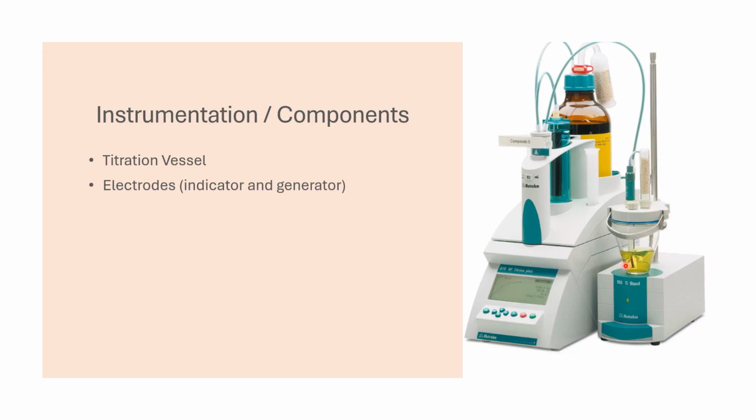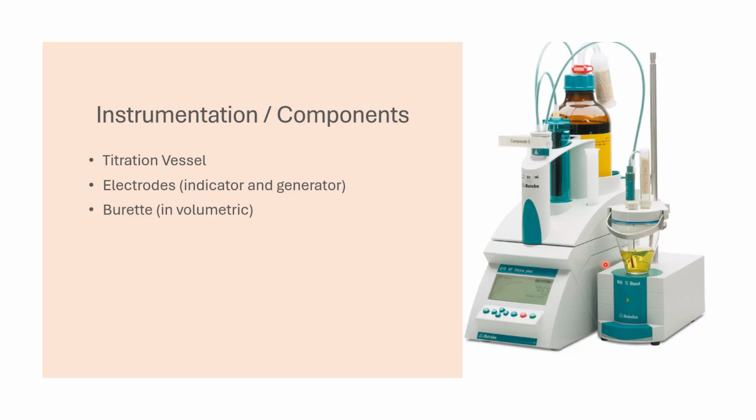Next one is the electrode. There are two types of electrode, that is indicator and generator. The indicator is used in this KF titrator and the generator is used in the coulometric titrator, right? Here you can see this one is the electrode. Specifically, this indicator electrode is used for the KF titrator, right?